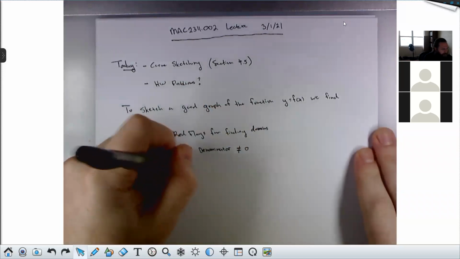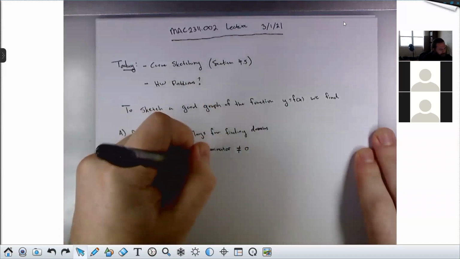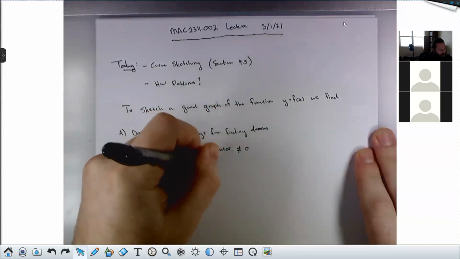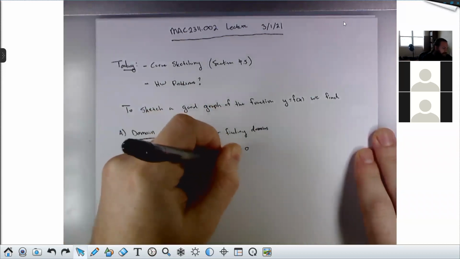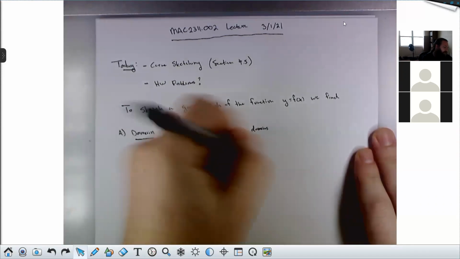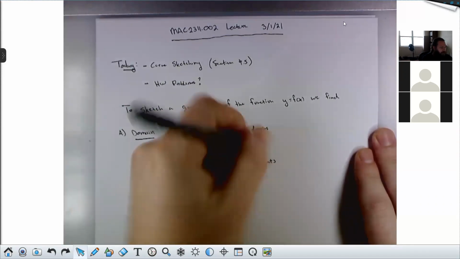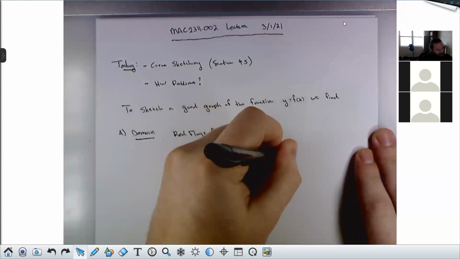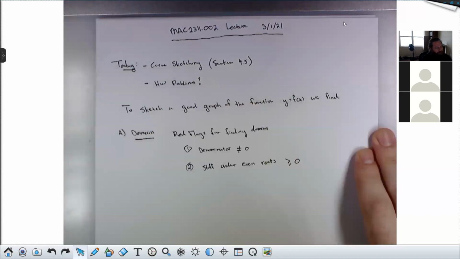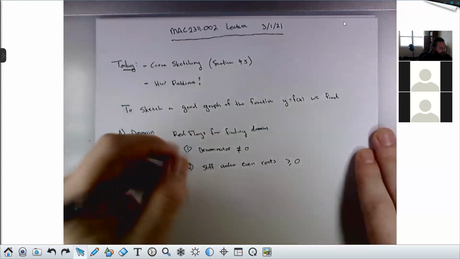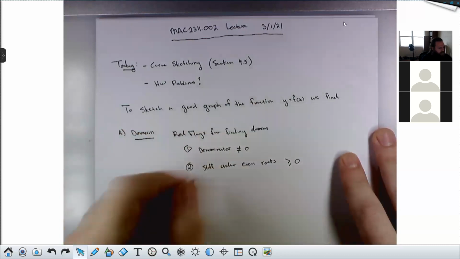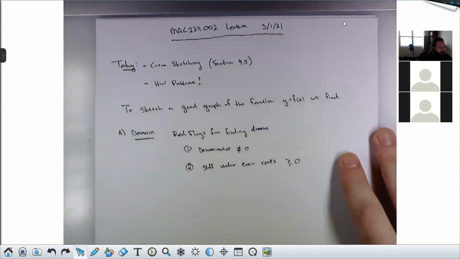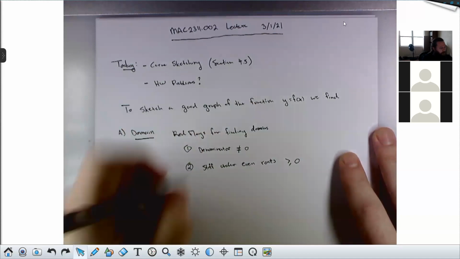The other thing you need to make sure is that stuff, even roots, need to be greater than or equal to 0, right? So variables under a square root or variables under a 4th root, those all need to be greater than or equal to 0. Any chunk of things that is under a square root or a 4th root or a 6th root needs to be greater than or equal to 0.